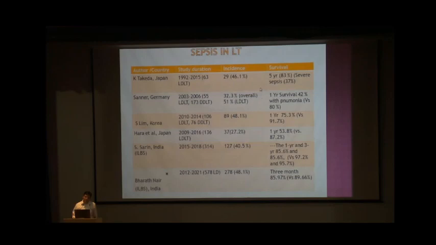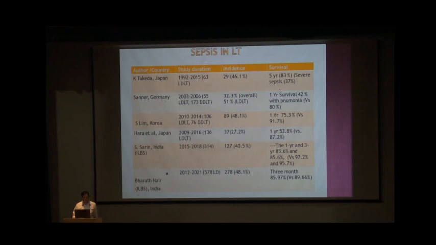Coming to sepsis in liver transplantation, particularly bacterial sepsis, these are the evidences I have gathered in a table. This is the first study, published in 2016, of 63 patients. They found that the incidence of sepsis is 46%, and the survival in the severe sepsis group is quite low in comparison to those who didn't have sepsis.